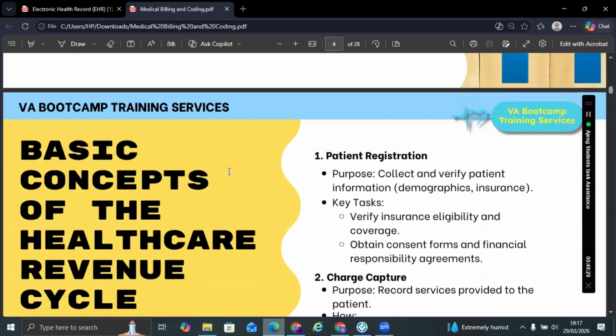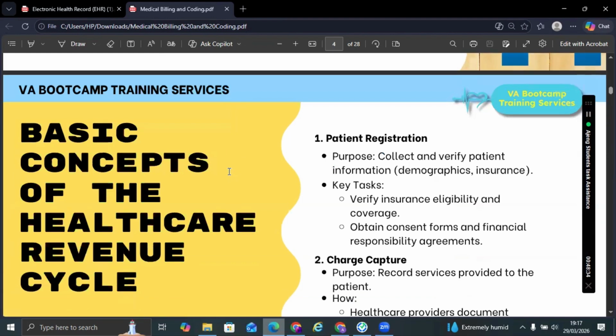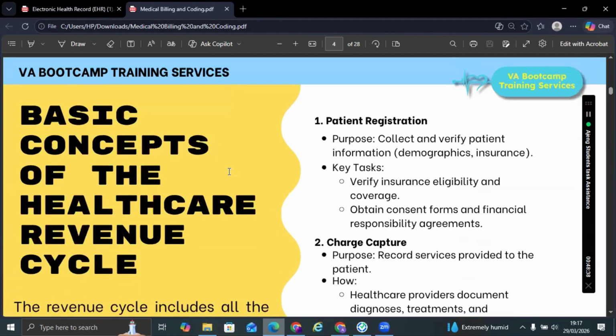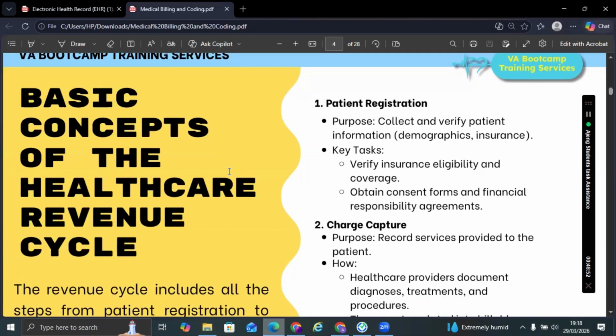Okay, about the basic concept of the healthcare revenue cycle, the first thing is patient registration. The purpose: collect and verify patient information like demographics and insurance. The key tasks are to verify insurance eligibility and coverage. Secondly, obtain the consent form and financial responsibility agreement.